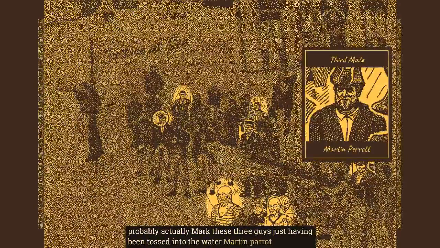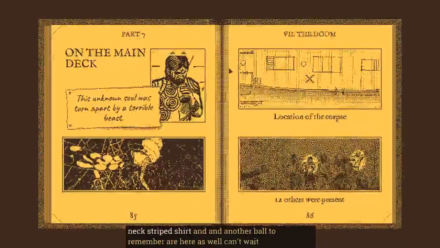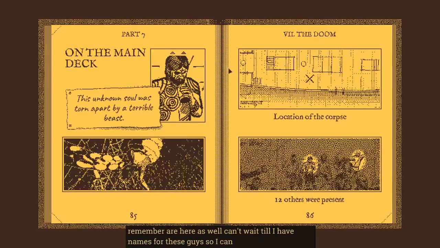Martin Parrott is here. The third mate has made it above deck. Our 2 officers from the previous scene, as well as a couple others, are here. There is a bald crew member with a scoop neck striped shirt, and another bald crew member here as well. Can't wait till I have names for these guys, so I can just stop giving them epithets.